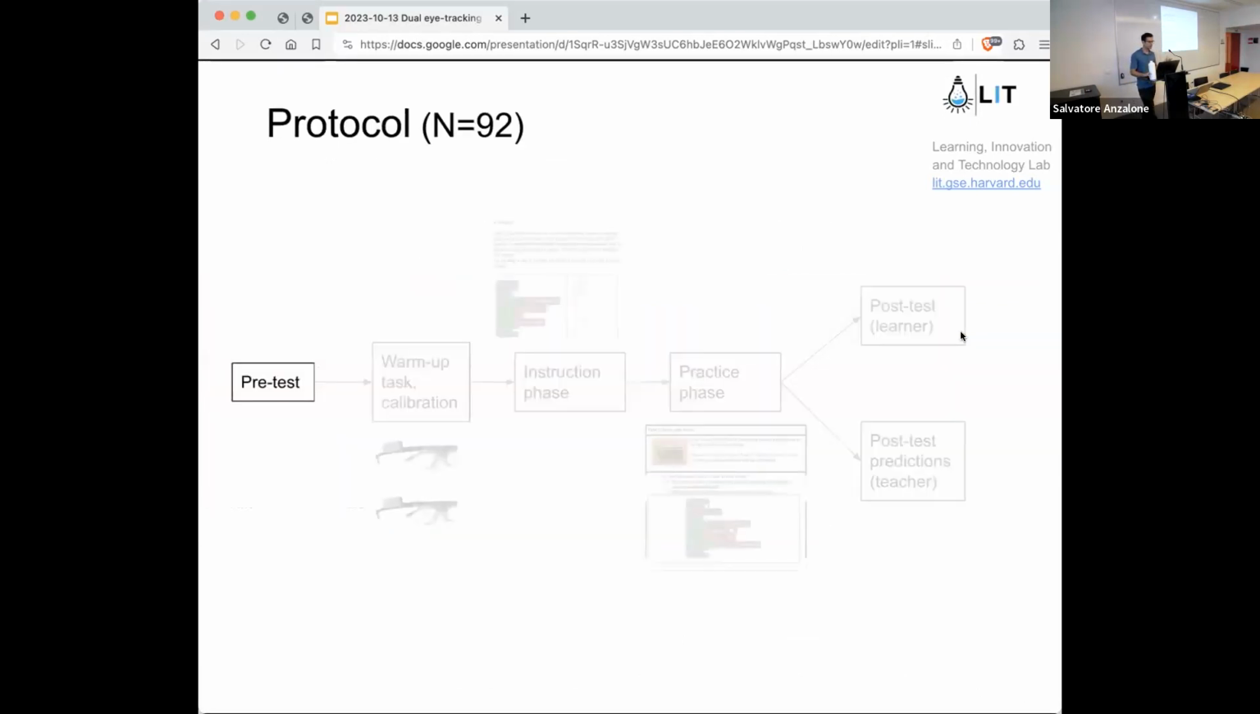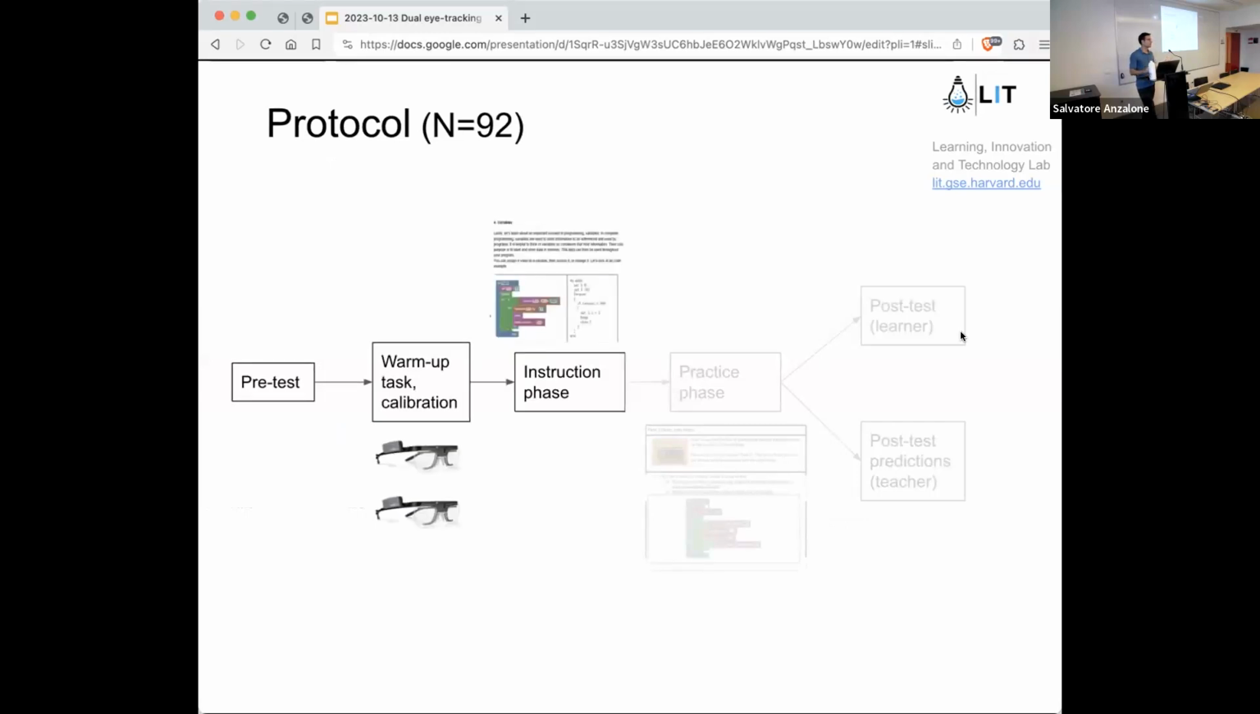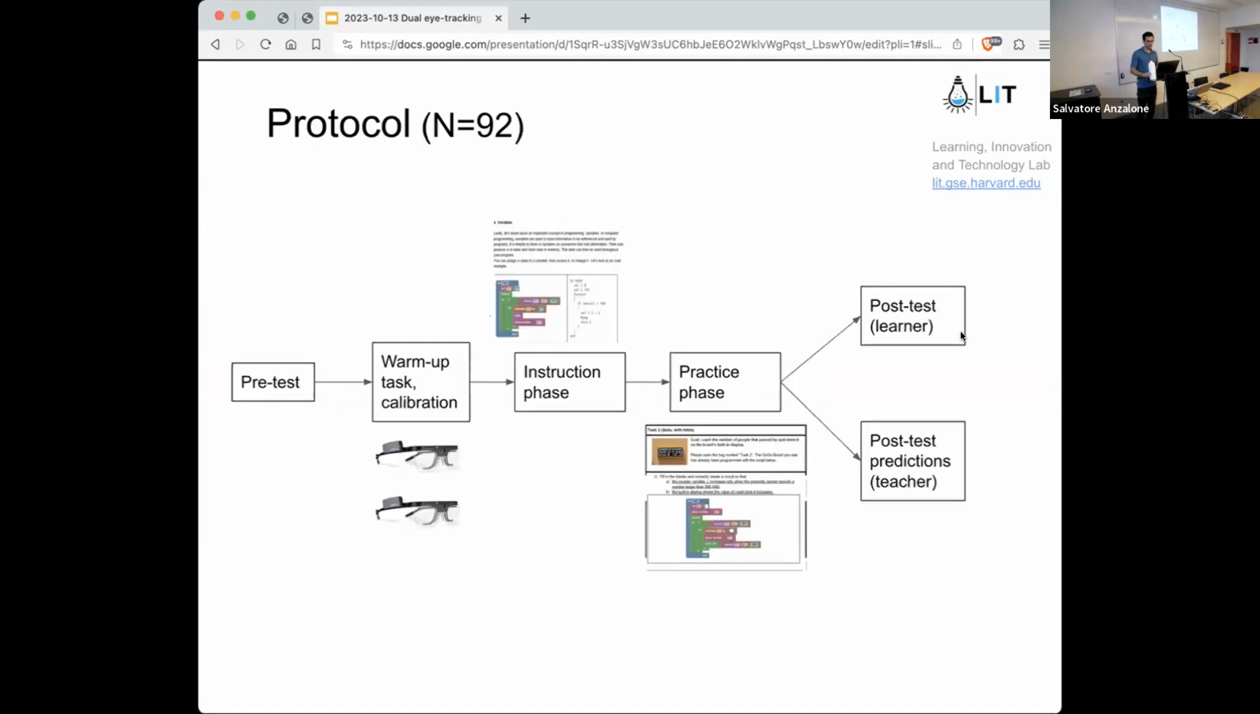This was a pretty typical study with a pre-test. There was a warm-up task. There was an instruction phase where the teacher was teaching basic concepts, and then a practice phase that was student-led, where the student was solving different challenges, and the teacher could jump in to help him or her, or the student could ask for help. And then we had a post-test for the learner, and at the same time, the teacher was filling out the same post-test, but trying to guess how well the student would do on those questions. So it's trying to predict the learning gains of the students.